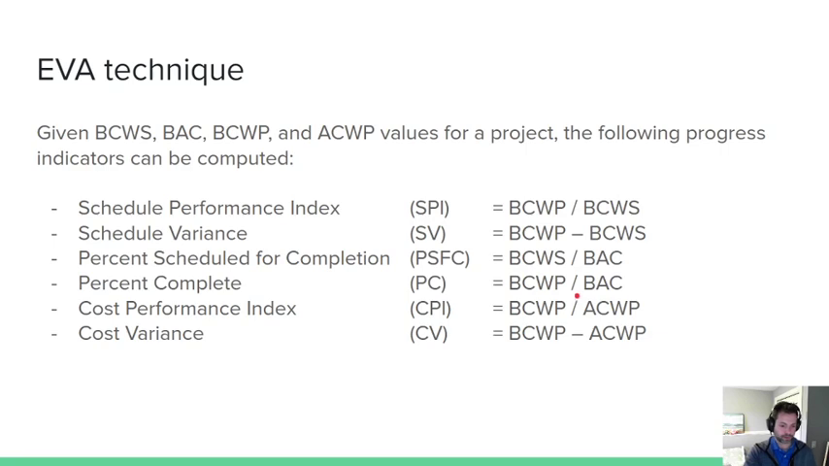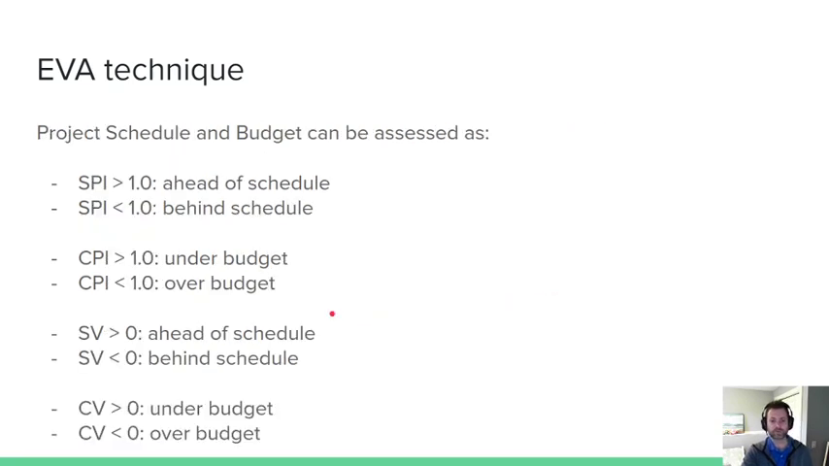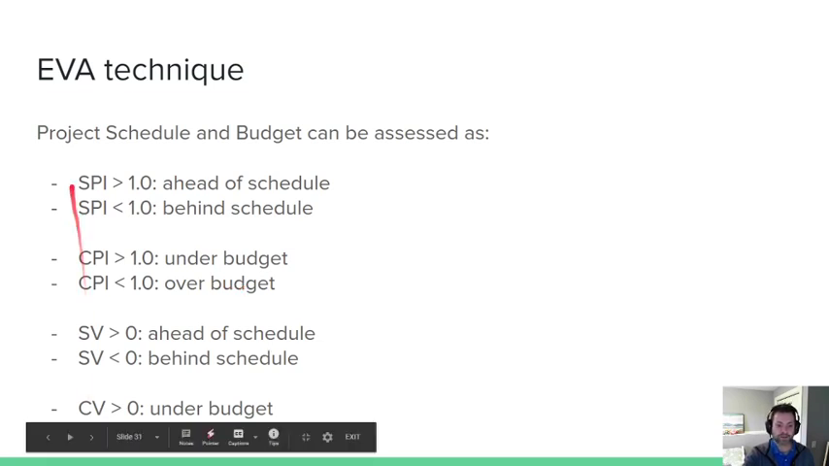And I'm going to skip ahead a little bit, well, not too far ahead, because this is kind of the important thing to get out of this earned value analysis technique. So let's say you have a schedule and you have a budget. We can figure out, very simply, are we ahead of schedule or are we behind schedule? Are we under budget or are we over budget? Based on these metrics that you've calculated.